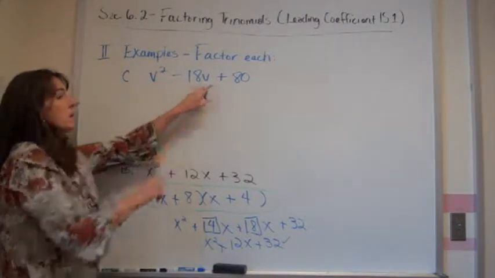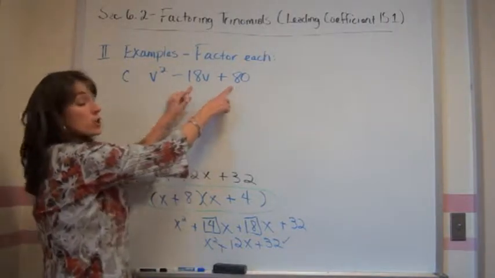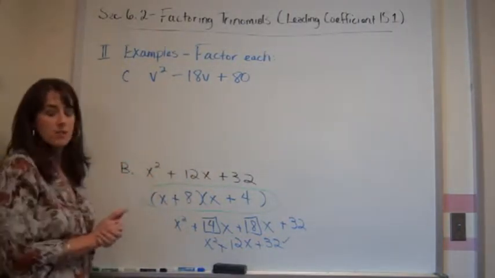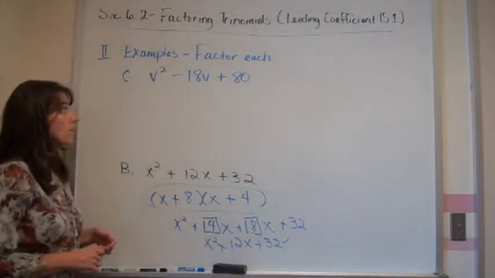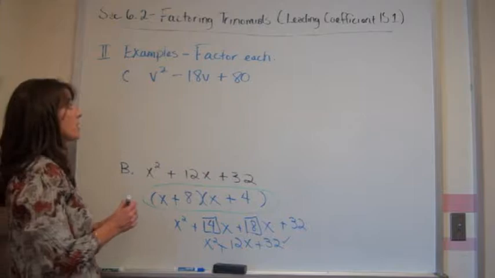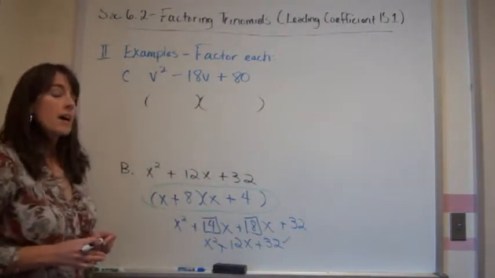Take v's out of here, but I can't take a v out of there. I can certainly divide both of these by a 2, but I can't divide that by a 2. So therefore, I'm not going to be able to do common monomial factors. So I'm just going to go ahead and try for that double parentheses. And yet again, I'm going to fill in the signs first.